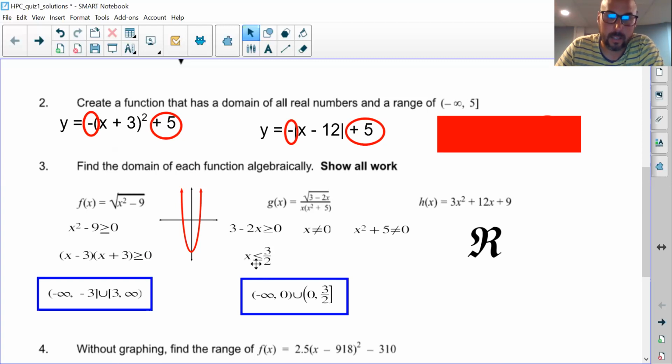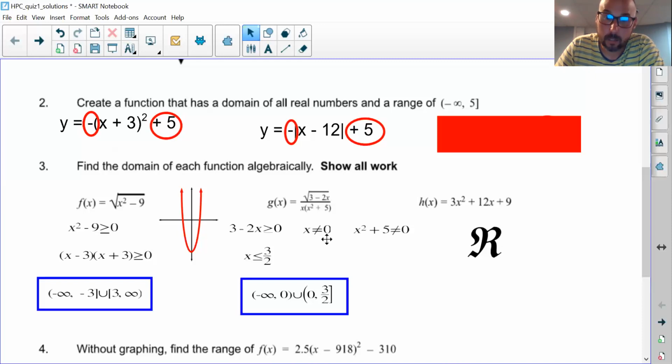So as long as x is less than or equal to 1.5, you're going to be taking the square root of a non-negative. But then you're also dividing by this. So x cannot be 0, nor can x squared plus 5 be 0. Well, the good news about x squared plus 5 is that it's never ever going to be 0. Because no matter what you plug in for x, if you square it and then add 5, it's going to be positive. Because squaring a negative will give you a positive, and squaring a positive will just give you a bigger positive, and adding 5, you're just never going to equal 0.